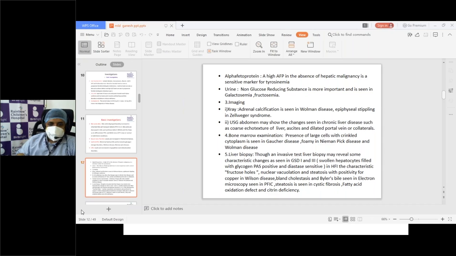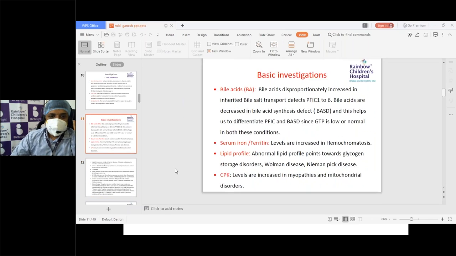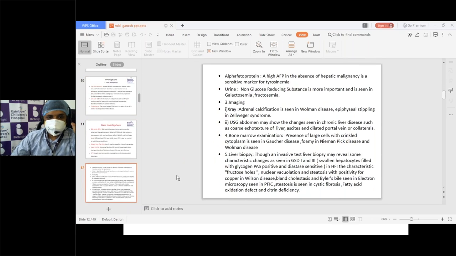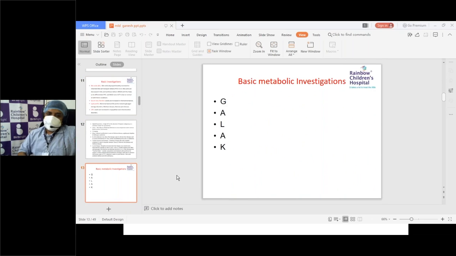Still, it may give a clue to the diagnosis of a glycogen storage disorder where we see big hepatocytes filled with glycogen, right? And Byler's bile, especially in electron microscopy, may point towards the diagnosis of progressive familial intrahepatic cholestasis. So the basic investigations which can be done in most settings still help us to narrow down our group of metabolic liver diseases, and include liver function test, the urine, and then the bile acids, iron, lipid profile, etc. Next, after finishing the basic liver tests, what about the next level?